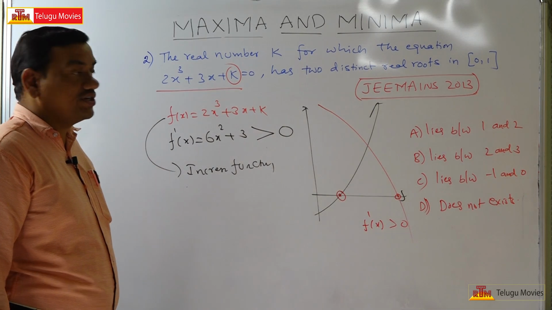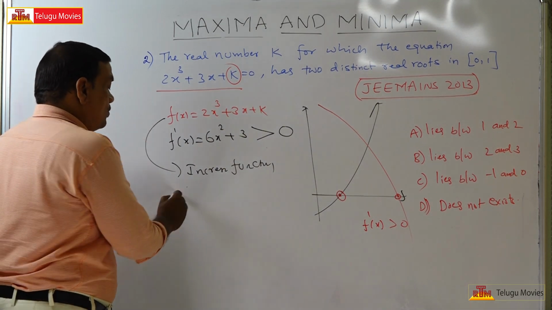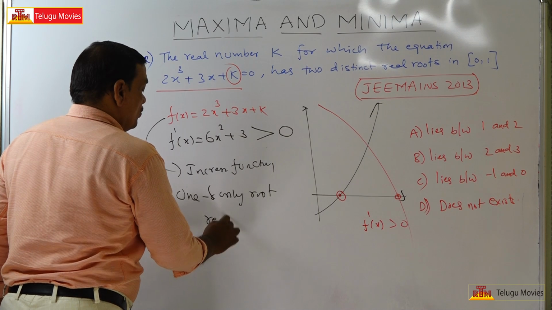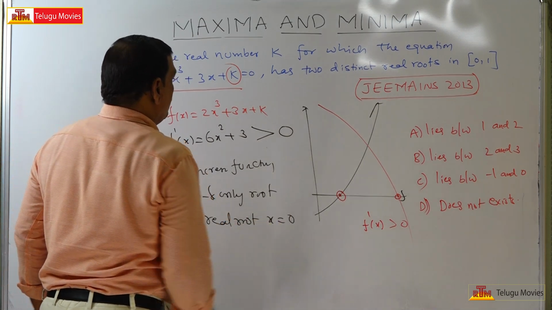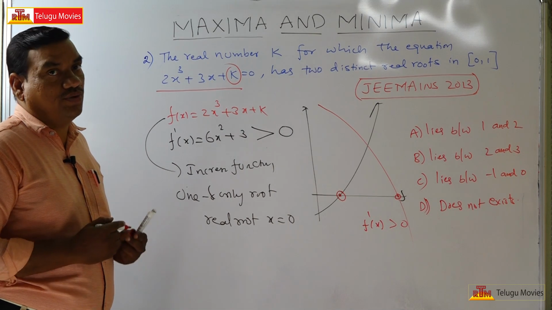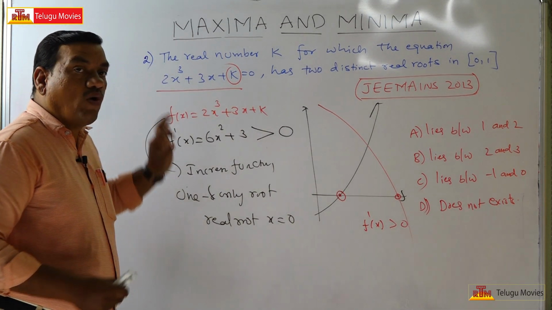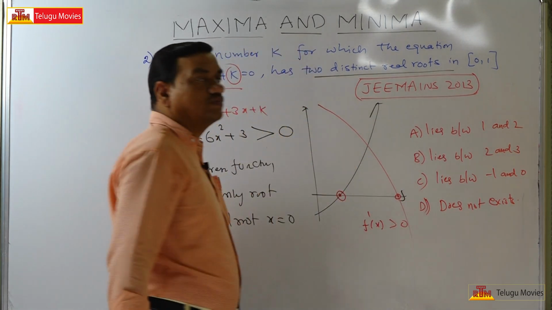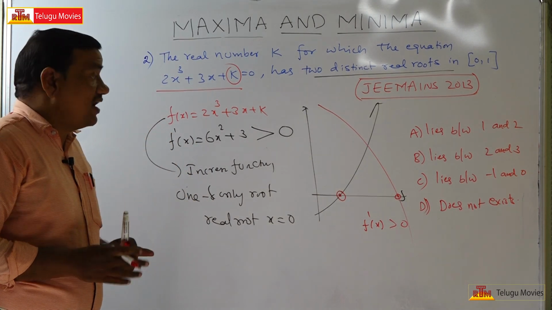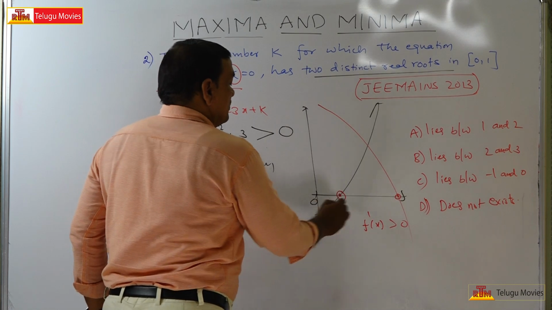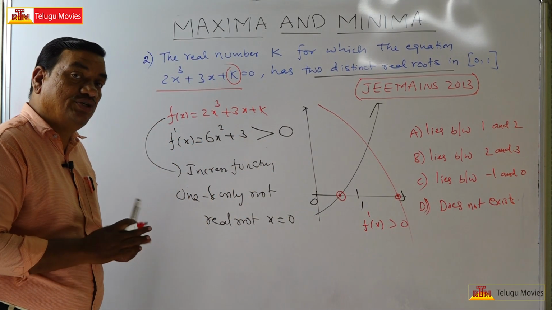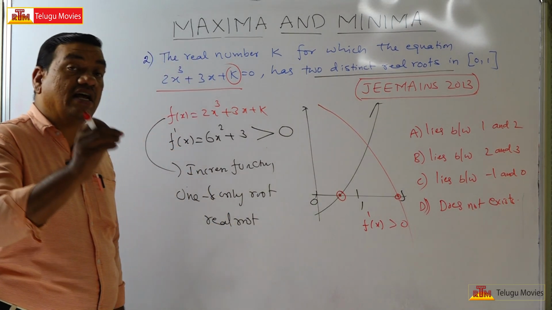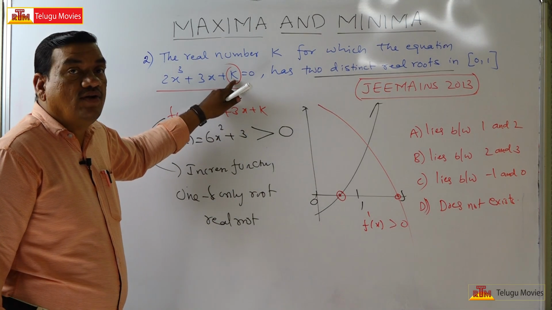It is an increasing function. Therefore, it has one and only one real root. The function will have one and only one root. It does not have two distinct real roots in 0, 1. If at all it intersects between 0 and 1, it will have one and only one real root. We cannot say x is equal to 0, but it has one and only one real root, whatever may be the value of k.